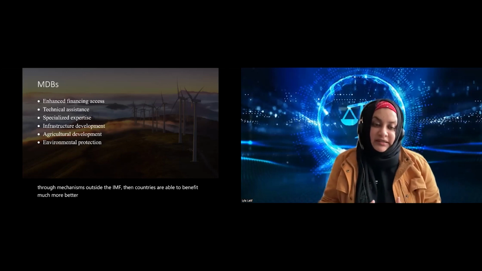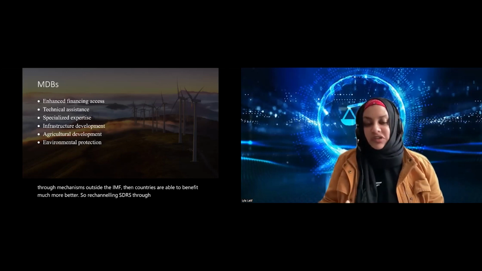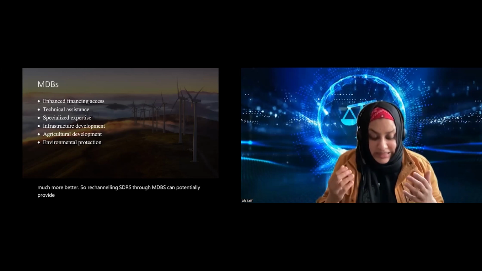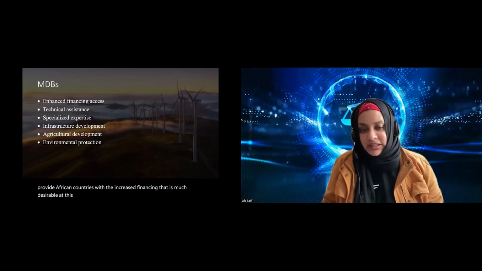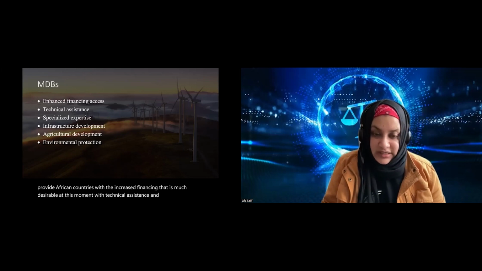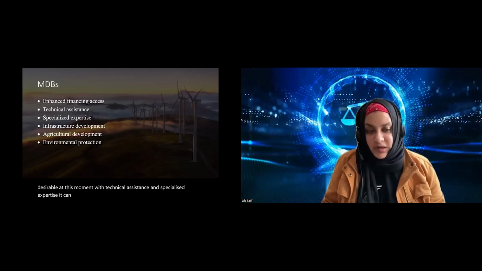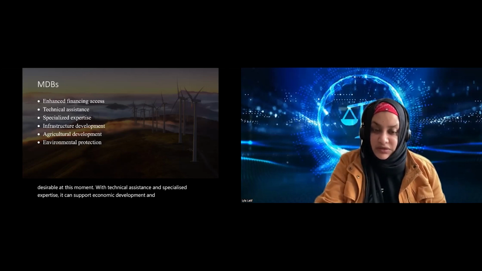So rechanneling SDRs through MDBs can potentially provide African countries with the increased financing that is much desirable at this moment. With technical assistance and specialized expertise, it can support economic development and improve living standards in the region.